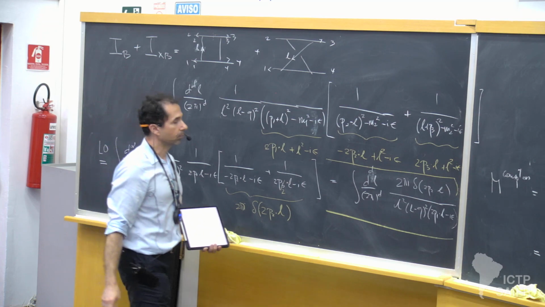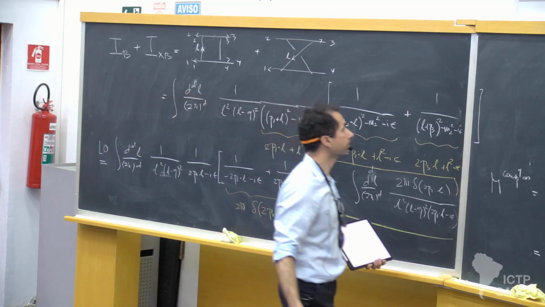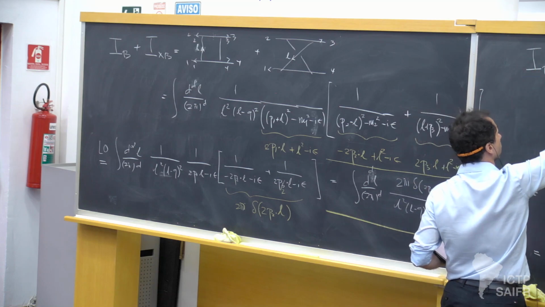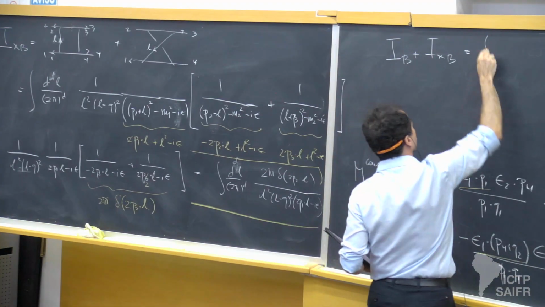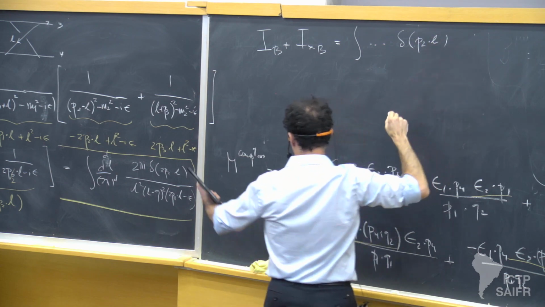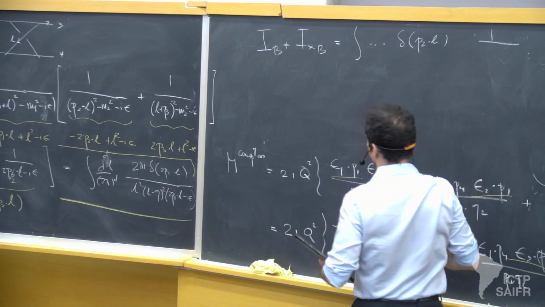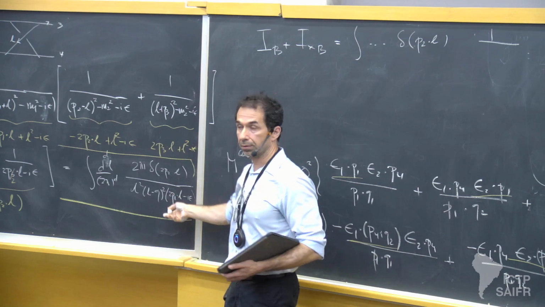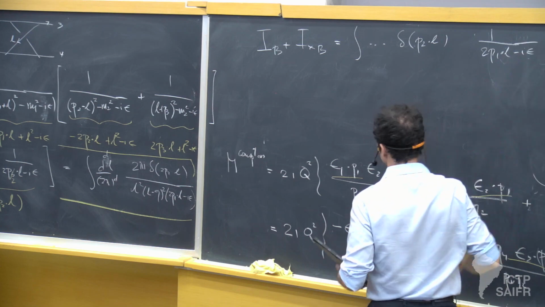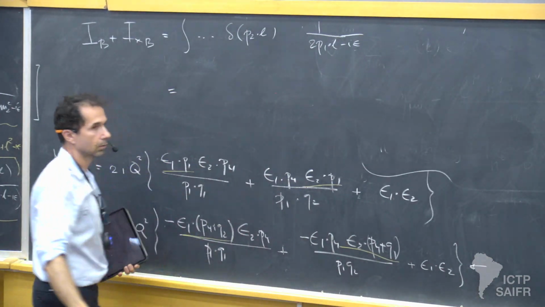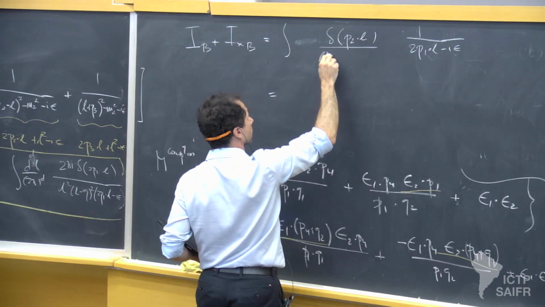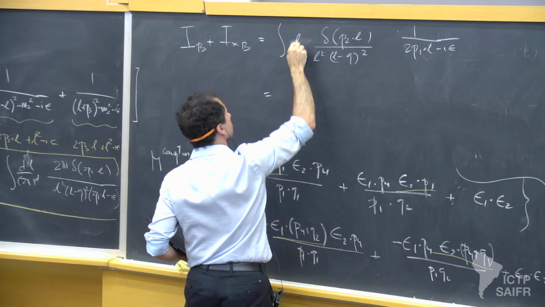Now, let's try another thing here. This is I_B plus I_cross-B, some integral that includes a delta function. I'm just repeating that. And now I want to further process a little bit the remaining denominator, 1 over 2 P1·L minus iε. Right, so I can do this. Maybe I should write this overall, L squared, (L minus Q) squared, d^d L.